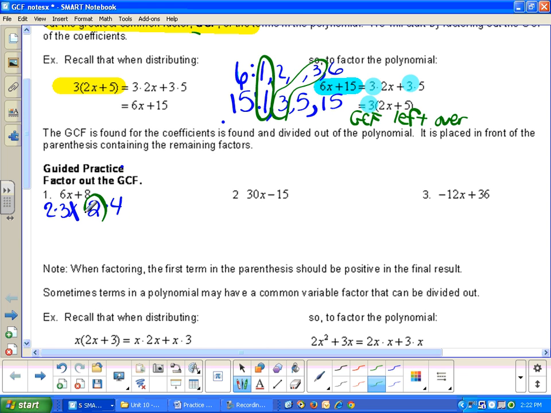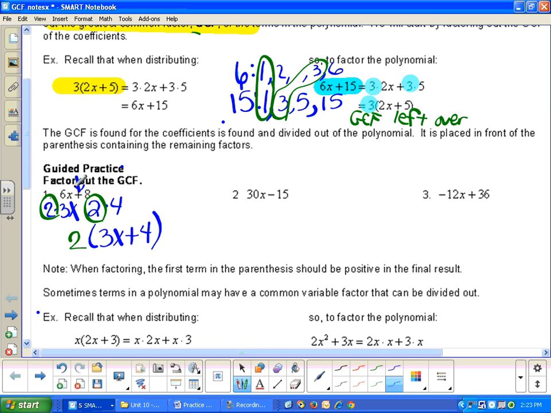Circle your common factor. The common factor goes up front. What's left over goes in parentheses. You cannot leave out your addition or subtraction sign. Whatever sign is in the beginning up here, that's what you should have in the middle, unless you factor out a negative.